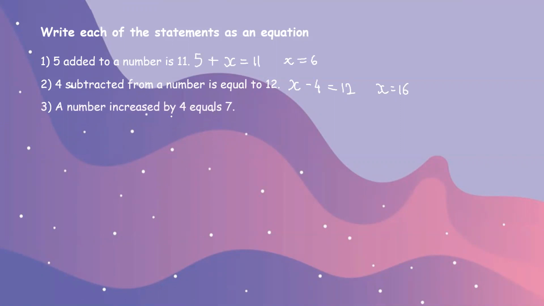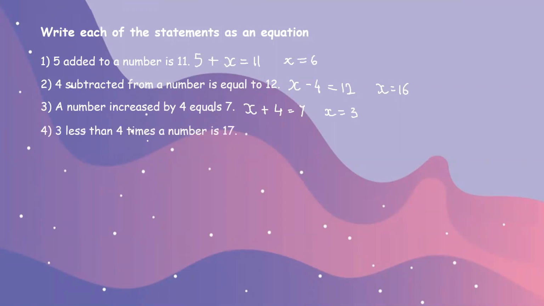A number increased by 4 is equal to 7. A number increased by 4. So basically x will come first, isn't it? Then you add it with 4 to get 7. Can you tell me what x is here? It is 3, isn't it? If it was a larger number, what are you going to do? 7 minus 4. So 7 minus 4 will give you 3.